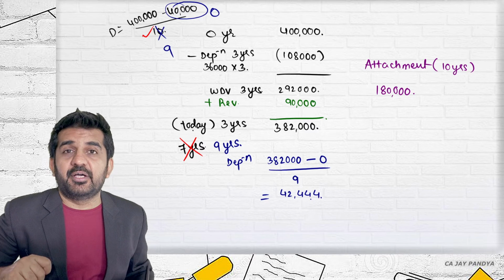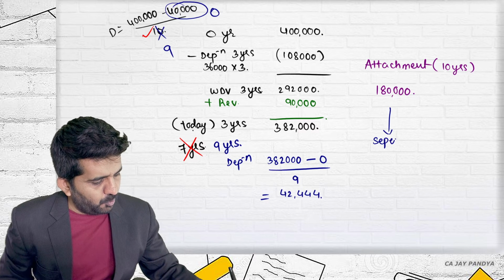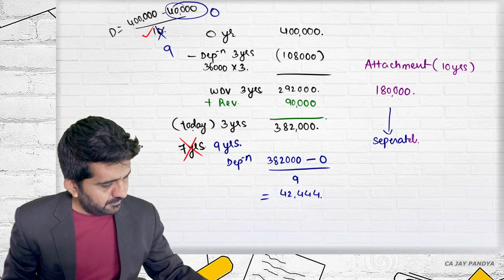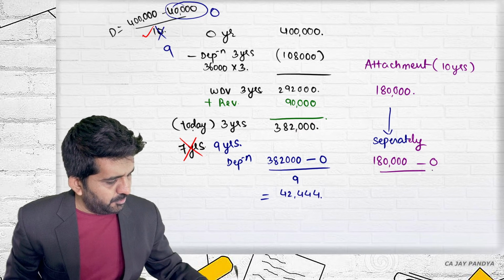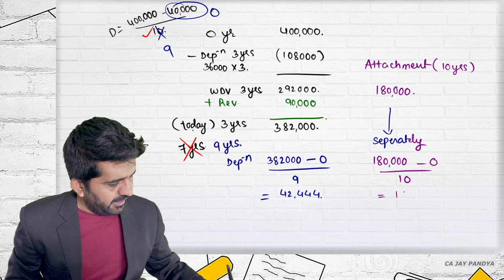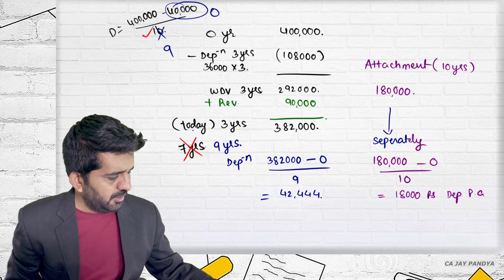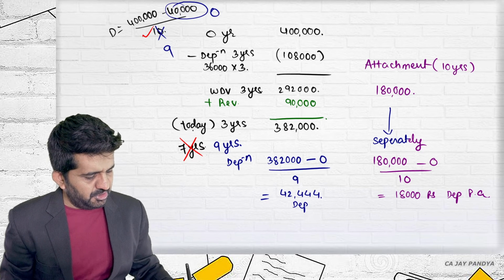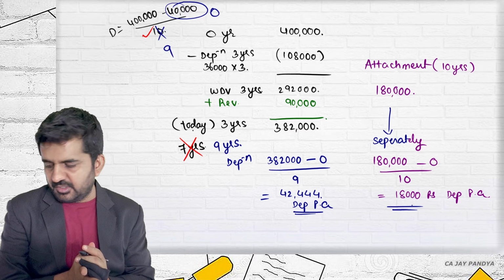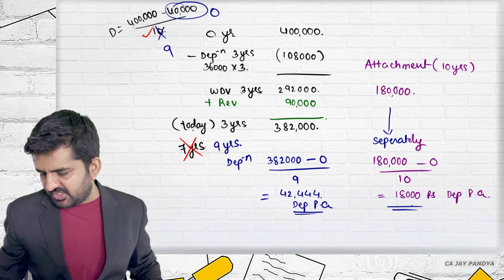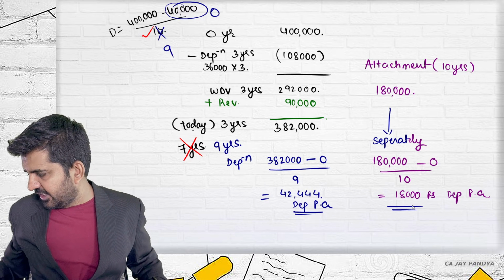For the addition or some attachment to the asset, the depreciation is provided separately. How will it be provided? 1,80,000, scrap value is 0, number of years is 10, and so it will be 18,000 rupees depreciation per annum. This is also depreciation per annum. Total depreciation will be the total of these two. That's all right. This was question number 60. These are easy questions. Not much to do in it.